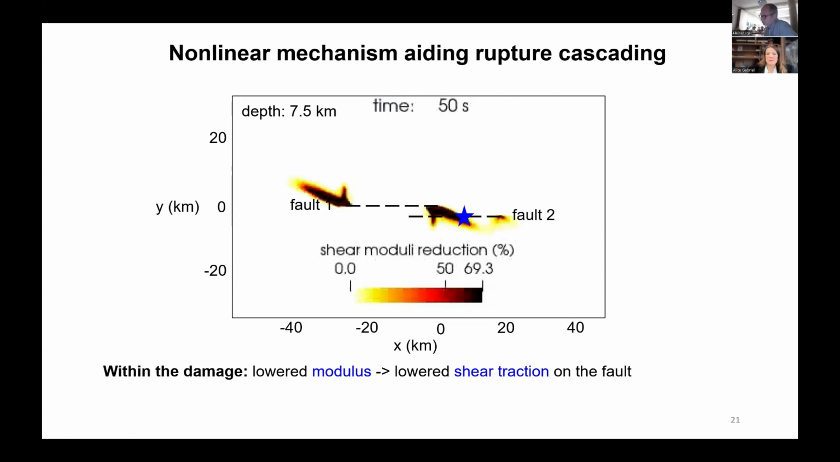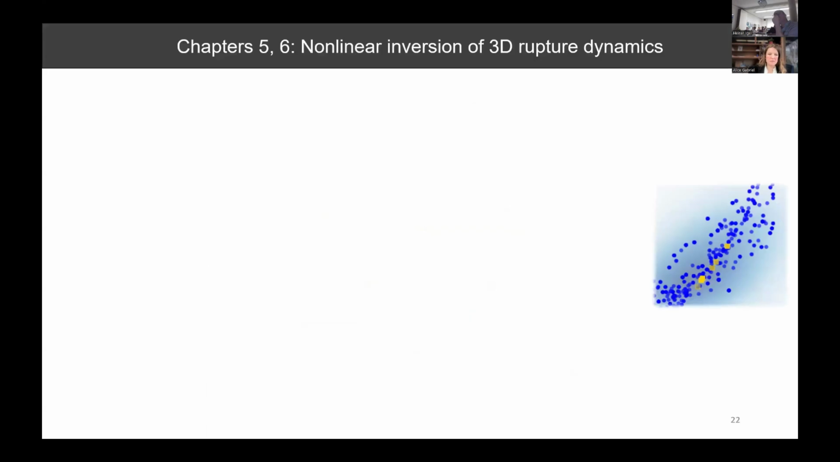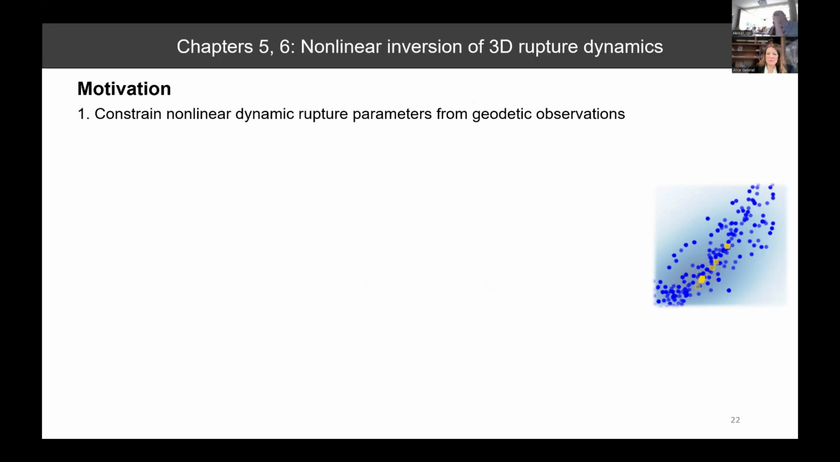This higher shear traction next to the shear band nucleates the fault, and that's our most interesting finding in this study. So far, I showed you nonlinear models, but they also introduce more parameters to be constrained. So in the next chapter, we spend some effort on developing a method and testing it to see how much we can constrain the data.